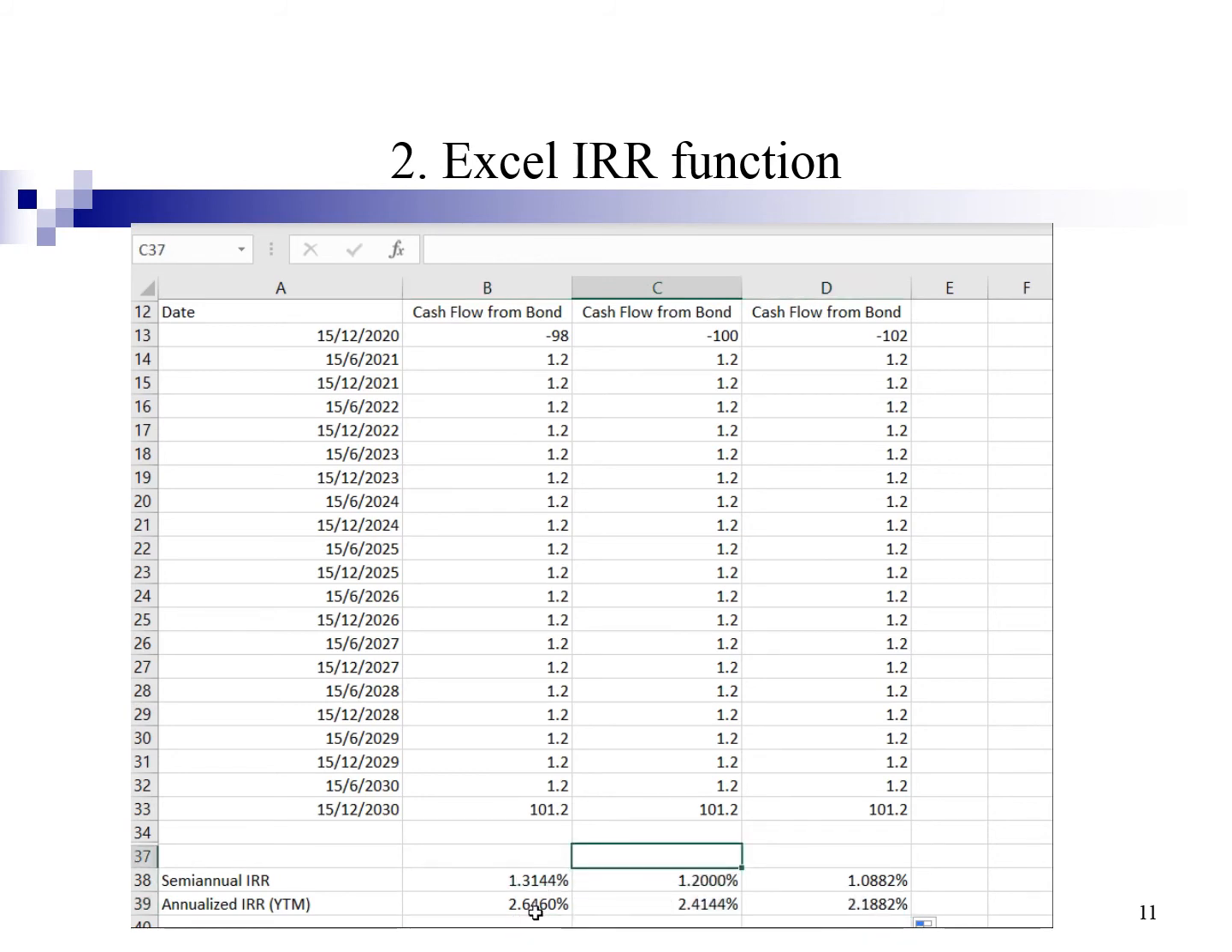So here we have the answer for all the three bonds. For discount bond, the yield to maturity is higher. For premium bond, the annualized yield to maturity is lower.